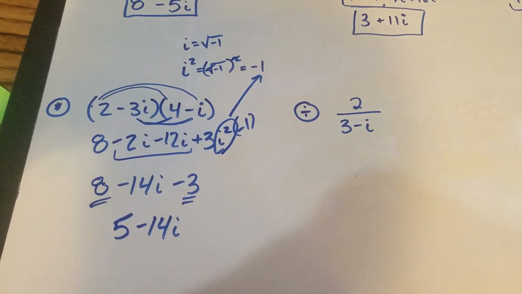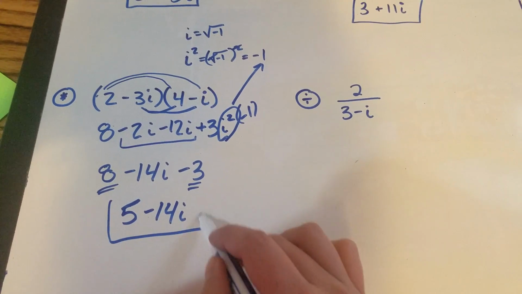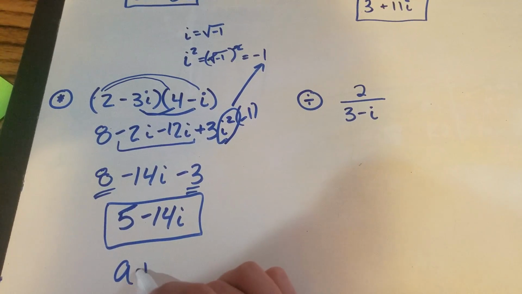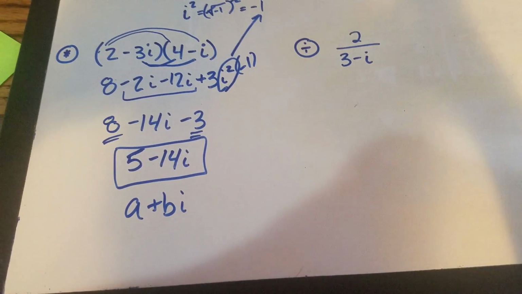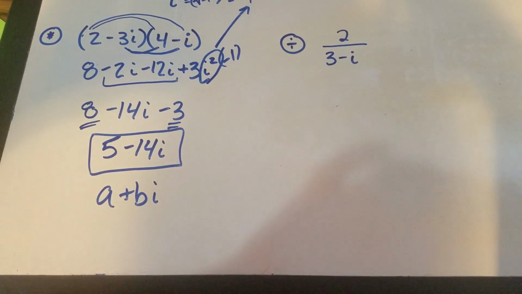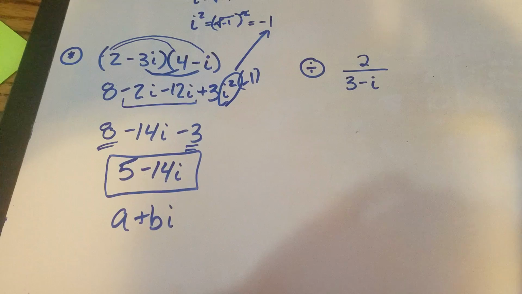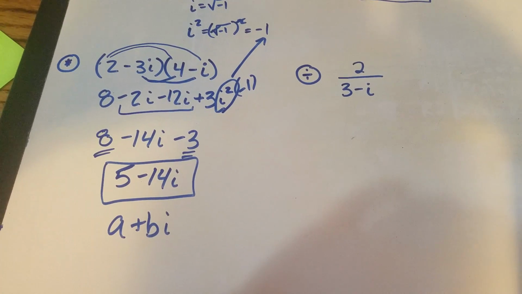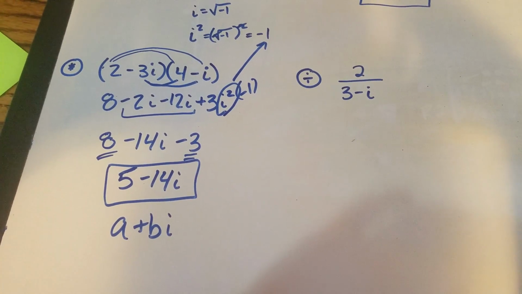minus 14i. A couple things with the arrangements that I did not talk about. Usually we represent things in a plus bi format, meaning the real number and then the imaginary number. Okay, I'm going to stop there and I will do division in a new video.